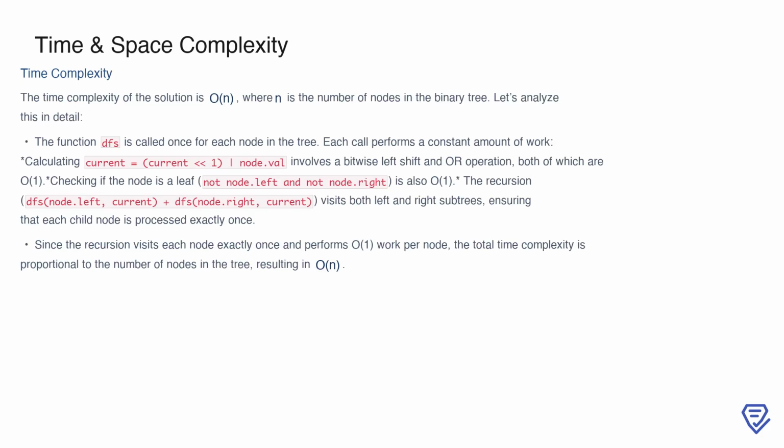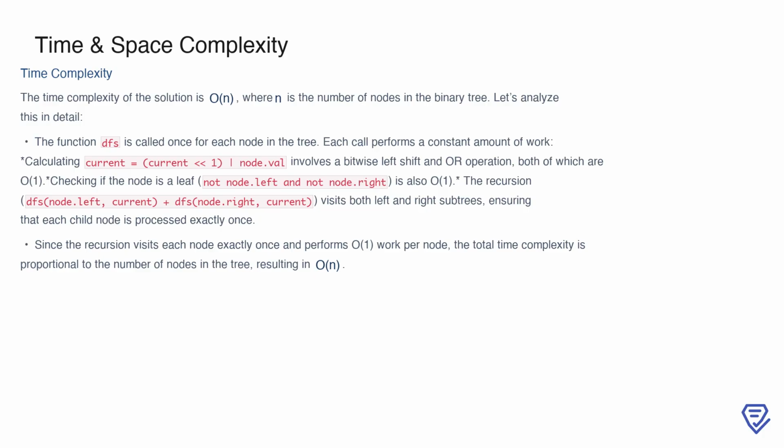The time complexity of our solution is O(n), where n represents the number of nodes in the binary tree. This is because the DFS function is called exactly once for each node. During each function call, only a constant amount of work is performed. Specifically, the calculation current equals current << 1 | node.val involves a left bitwise shift and an OR operation, both of which are O(1). Additionally, checking if a node is a leaf, using the condition not node.left and not node.right, is also O(1).